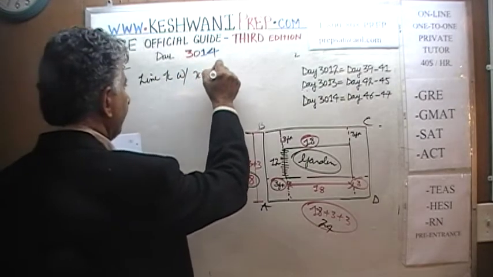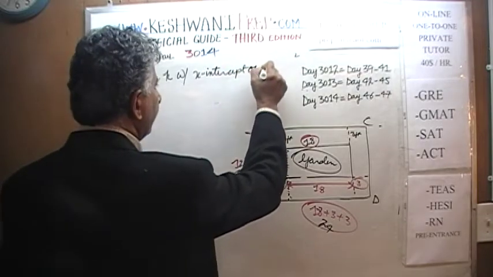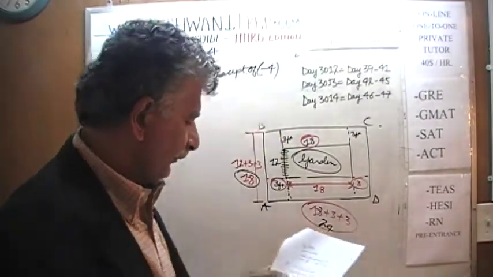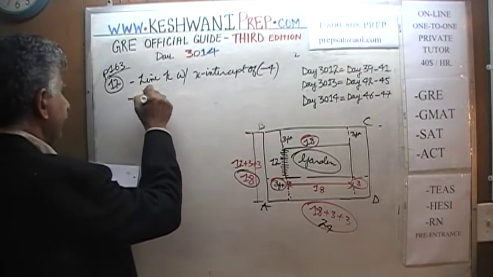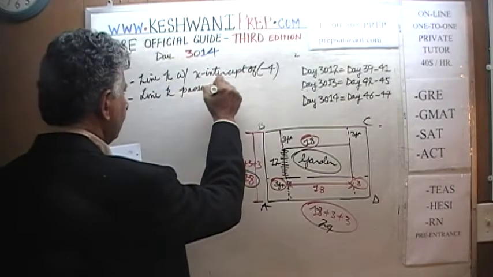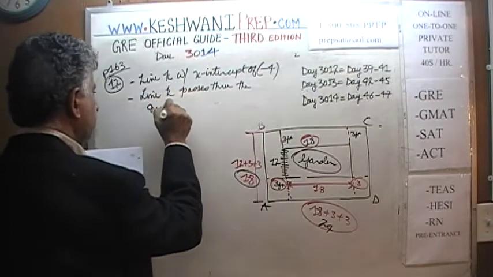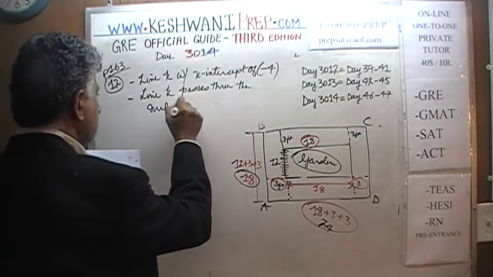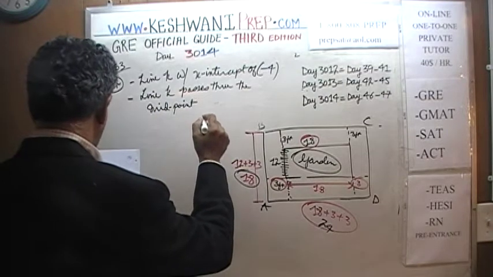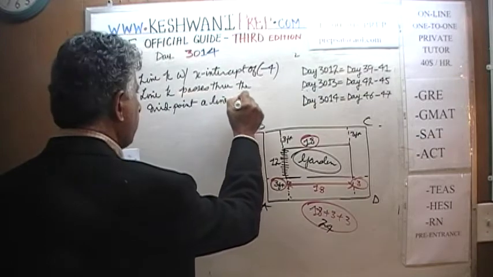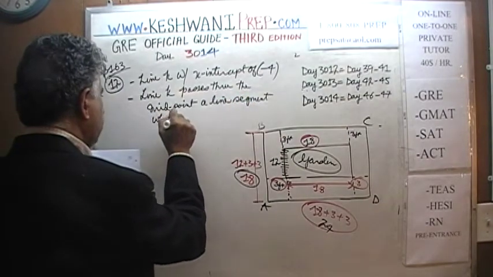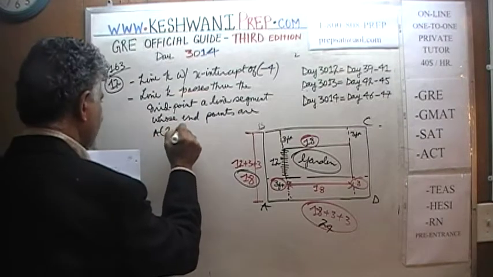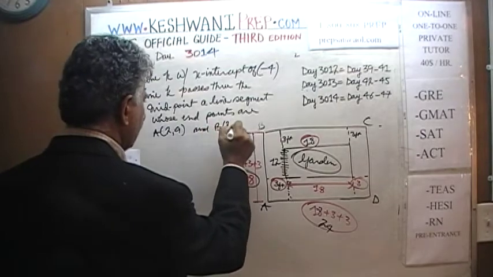with x-intercept of negative 4. We are told that we have a line which we are calling K, and we are told that its x-intercept is negative 4. We are further told that the line K passes through the midpoint of a line segment whose endpoints are (2, 9) and (2, 0).